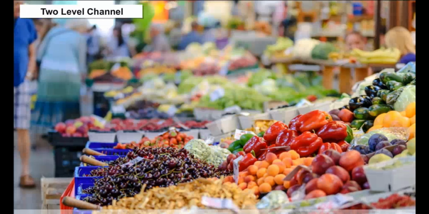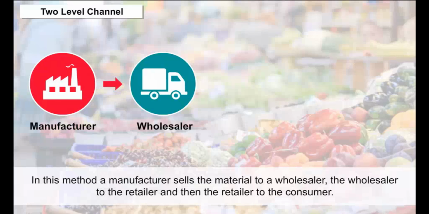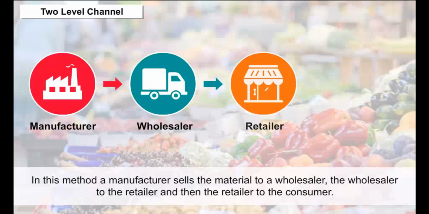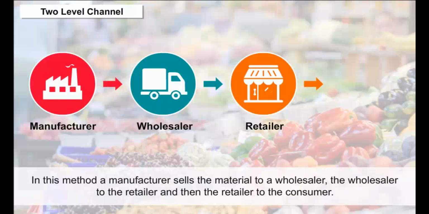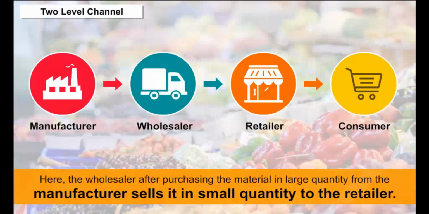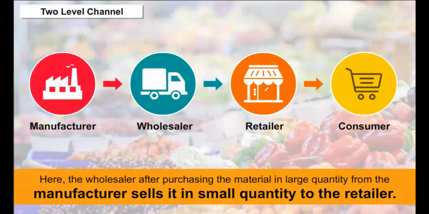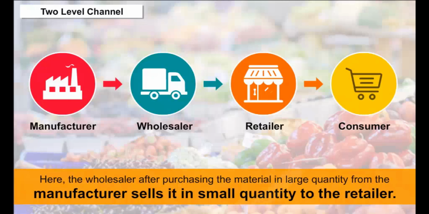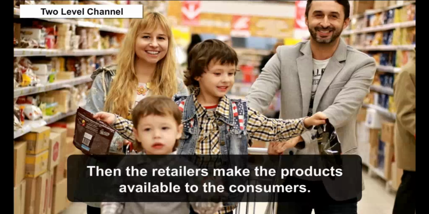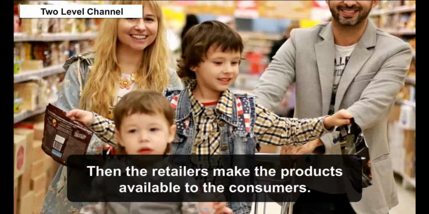Two-level channel. In this method, a manufacturer sells the material to a wholesaler, the wholesaler to the retailer, and then the retailer to the consumer. Here, the wholesaler, after purchasing the material in large quantity from the manufacturer, sells it in small quantity to the retailer. Then, the retailers make the products available to the consumers.